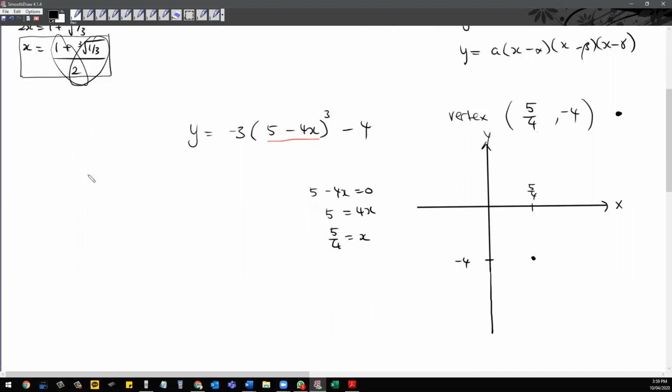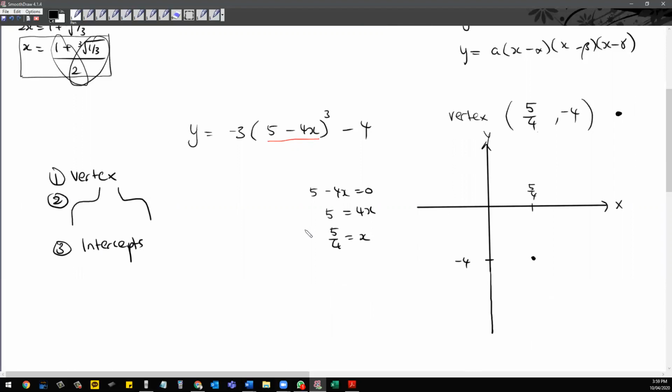So number 1, you have to figure out the vertex. Number 2, you got to figure out the orientation, whether it's that way or that way. And number 3, you got to figure out the intercepts. Okay.